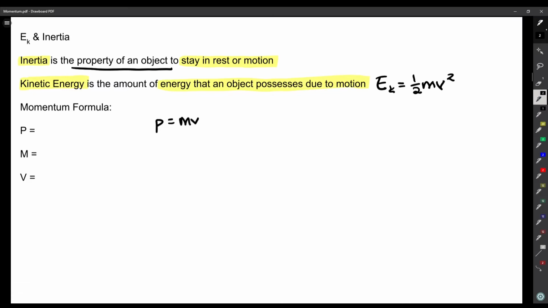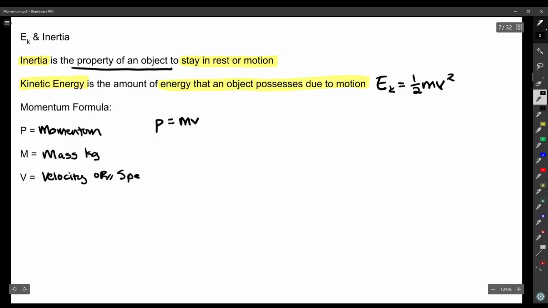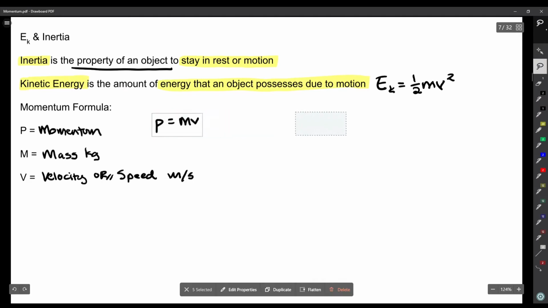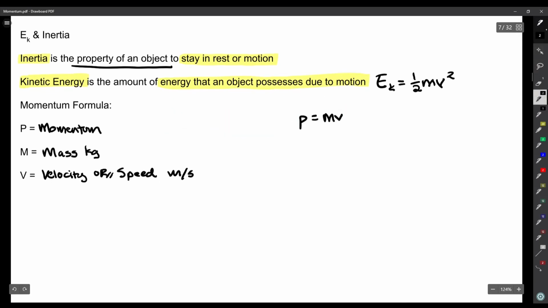So P is momentum. M is mass. We mostly write mass in kilograms, and velocity here, or speed, in meters per second usually. Velocity or speed, because speed is just velocity with a direction. So what this tells us is that momentum we measure in kilogram meters per second.